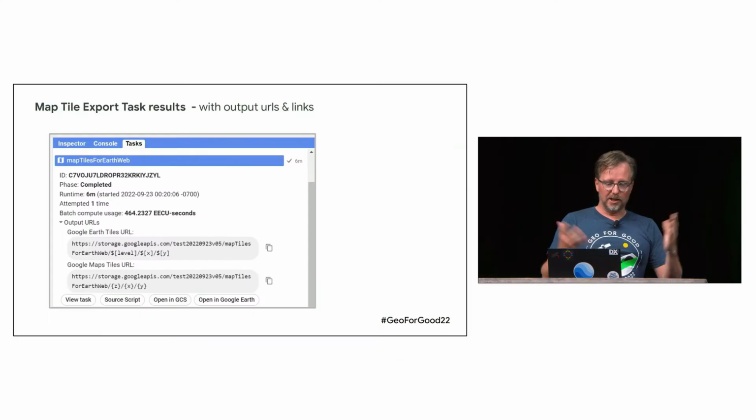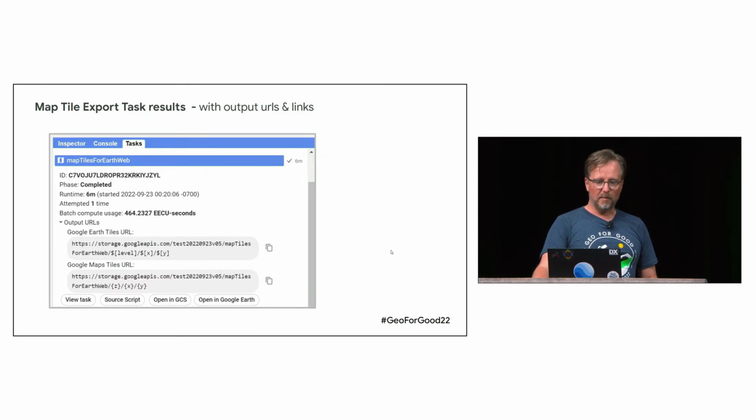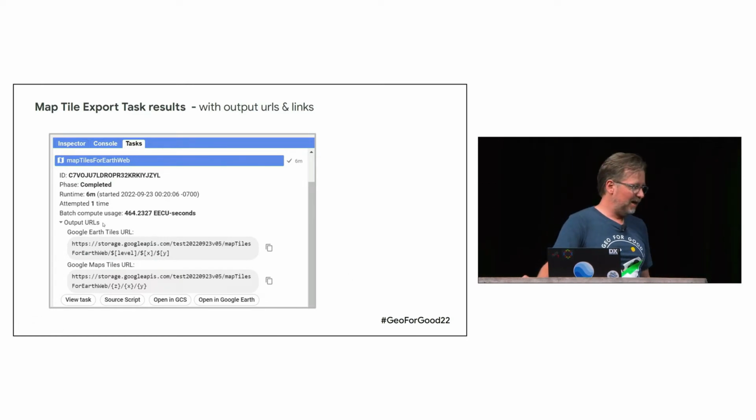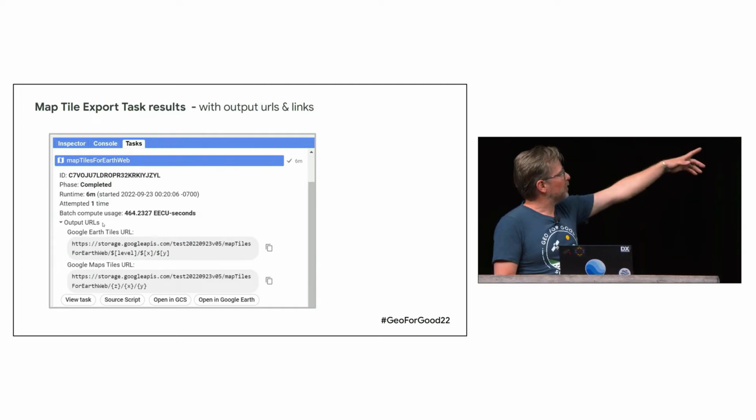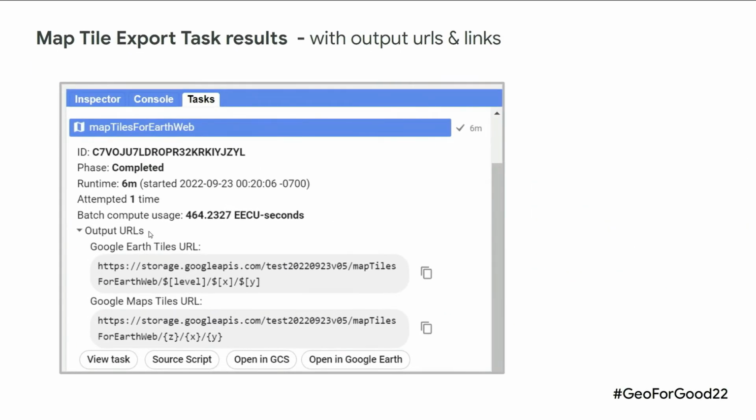And in this case, it says it took 6 minutes, and it has produced a bunch of things for me. We'll take a look in more depth in a moment. But one thing that a map tile export will give you is these output URLs. Note those two: there's a Google Earth Tiles URL and a Google Maps Tiles URL. The zoom, X, and Y parameters on the end of each one are a little different for those two platforms, and we'll use those in a few minutes.